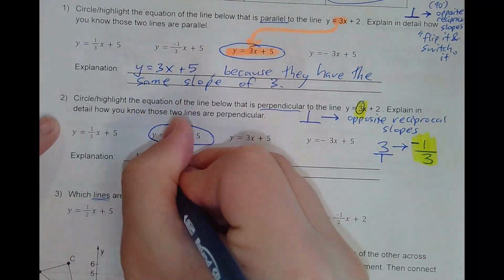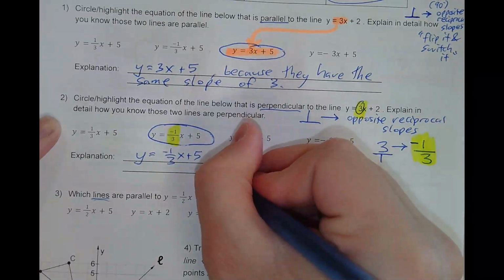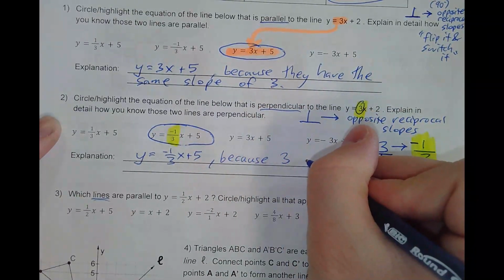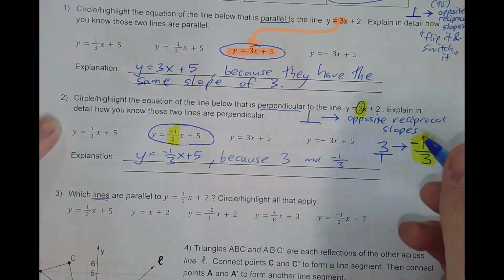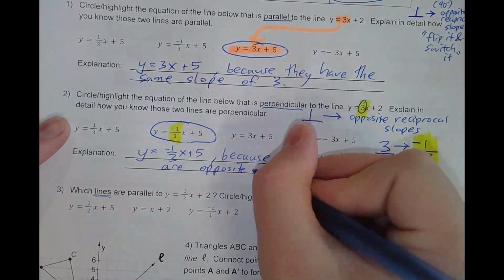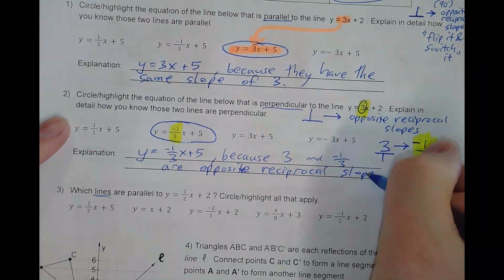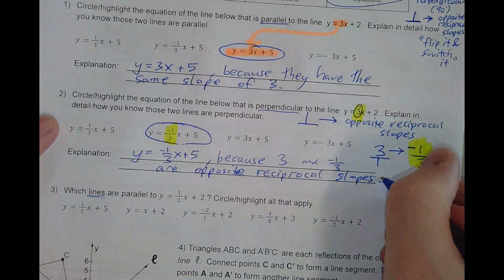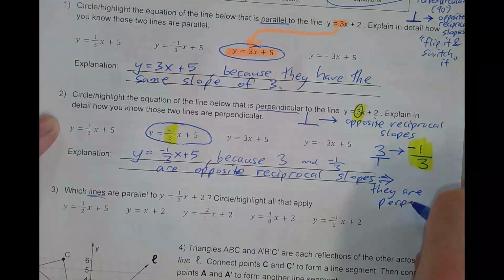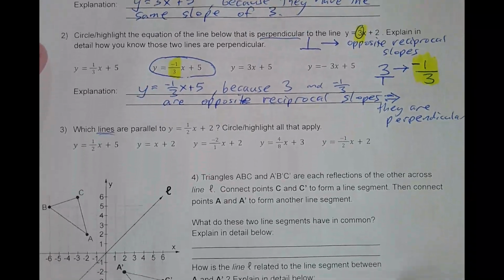So for my explanation, I'll say y equals negative 1/3 x plus 5 is perpendicular because 3 and negative 1/3 are opposite reciprocal slopes. And if you wanted to go into more detail, therefore, they are perpendicular.